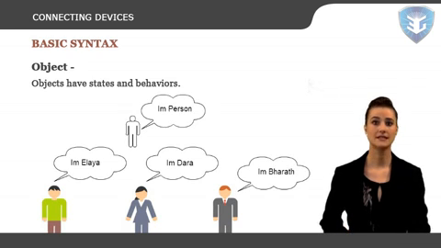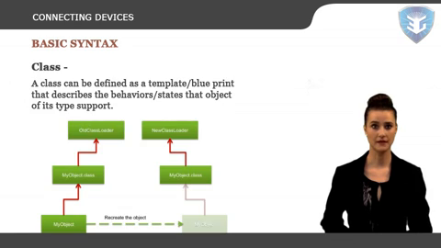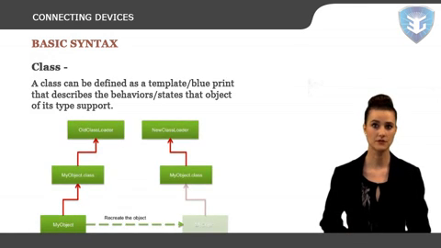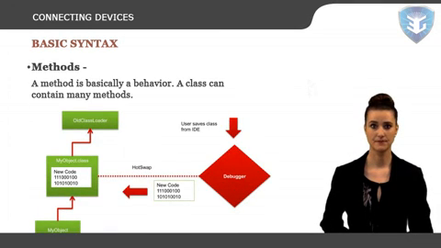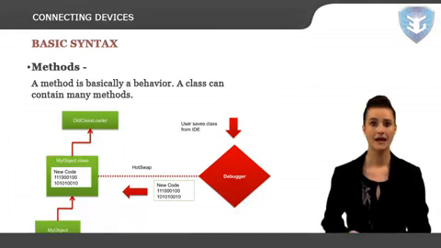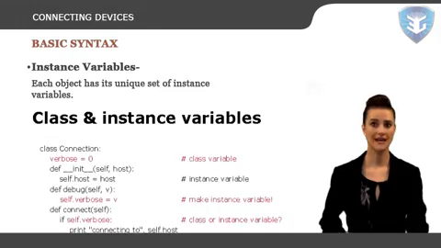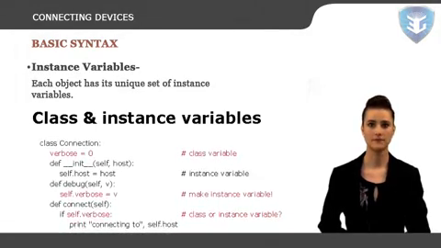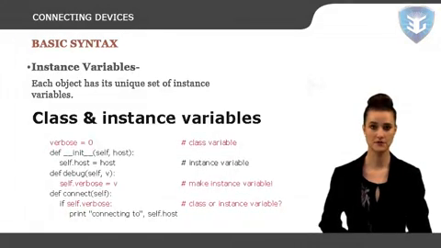An object is an instance of a class. Class. A class can be defined as a template or blueprint that describes the behaviors and states that objects of its type support. Methods. A method is basically a behavior. A class can contain many methods. It is in the methods where the logic is written, data is manipulated, and all the actions are executed. Instance variables. Each object has its unique set of instance variables. An object's state is created by the values assigned to these instance variables.